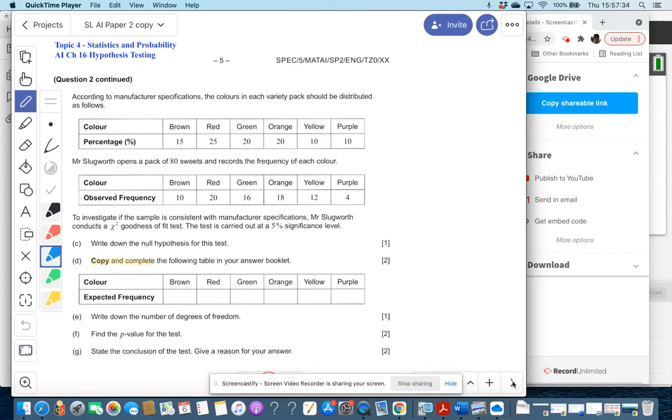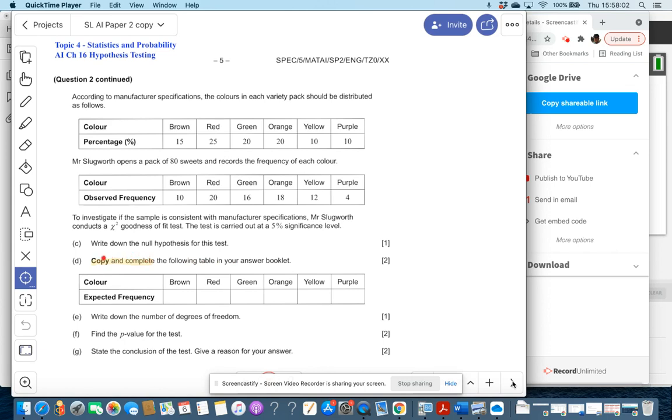And again, we're going to look at the significance level of 5% here. Kind of arbitrary, but is it more than 5% due to normal variance, probability, chance? Because there's going to be some variance in each packet. Okay, so copy and complete.